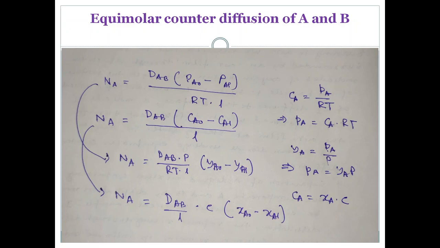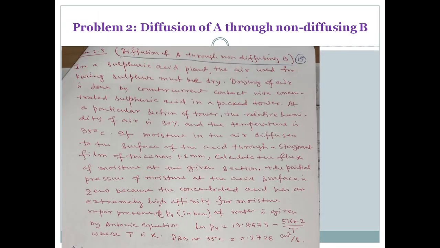Today we will solve two problems based on these fluxes. So the first problem is diffusion of A through non-diffusing B. What is the problem statement? In a sulfuric acid plant, the air used for burning sulfur must be dry.